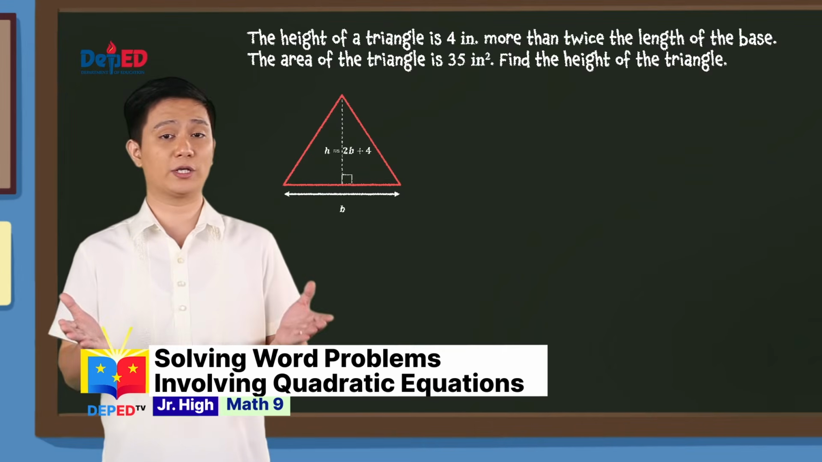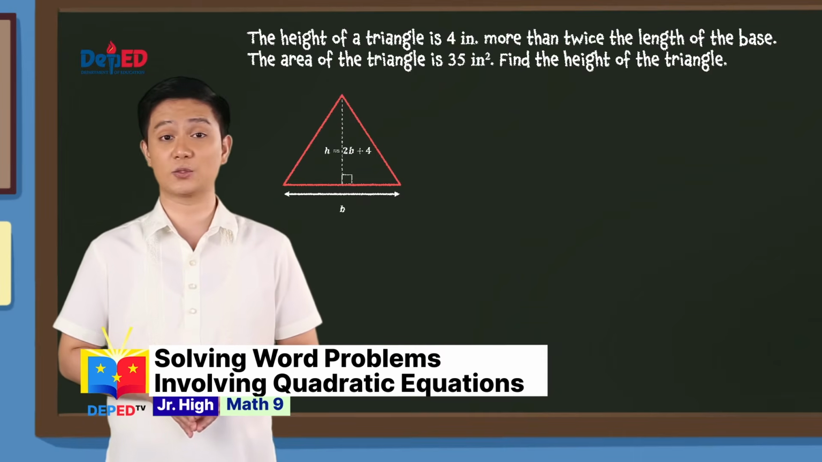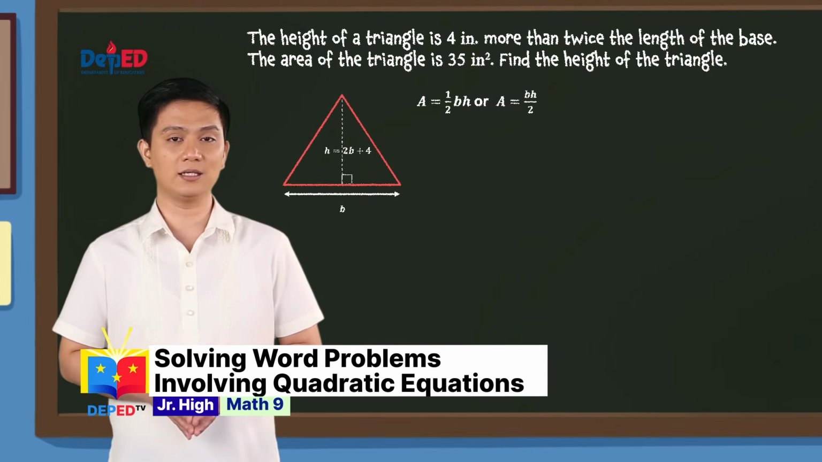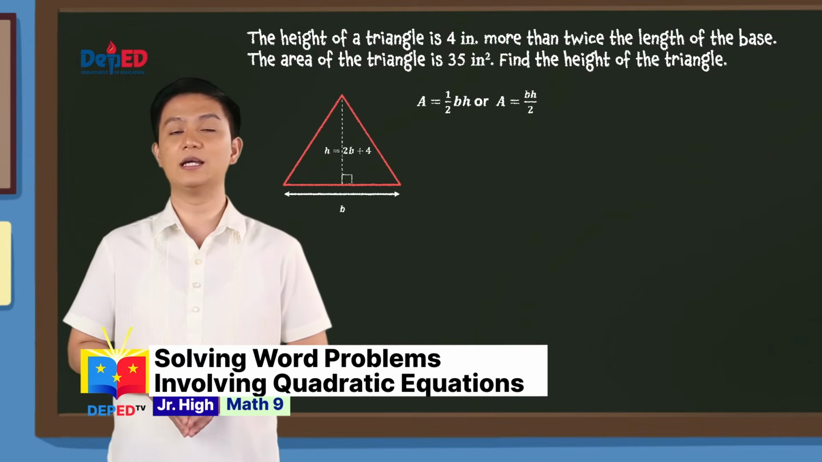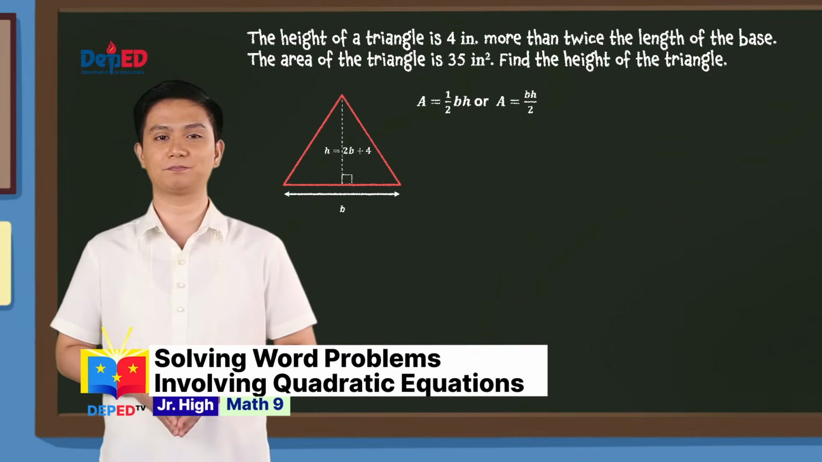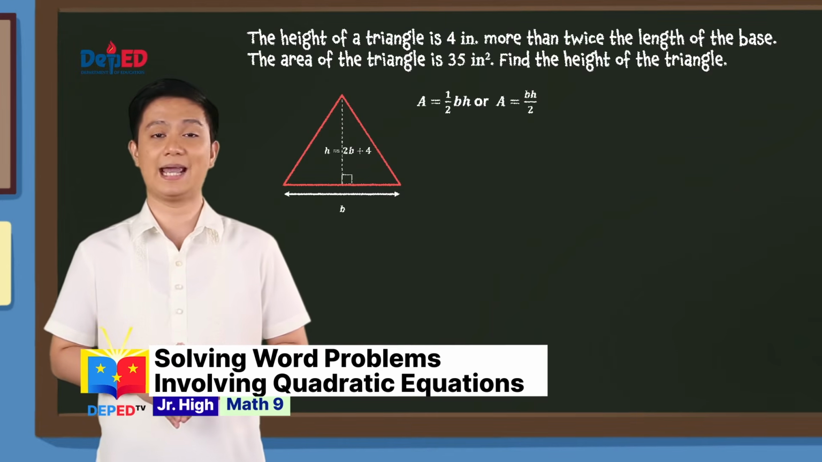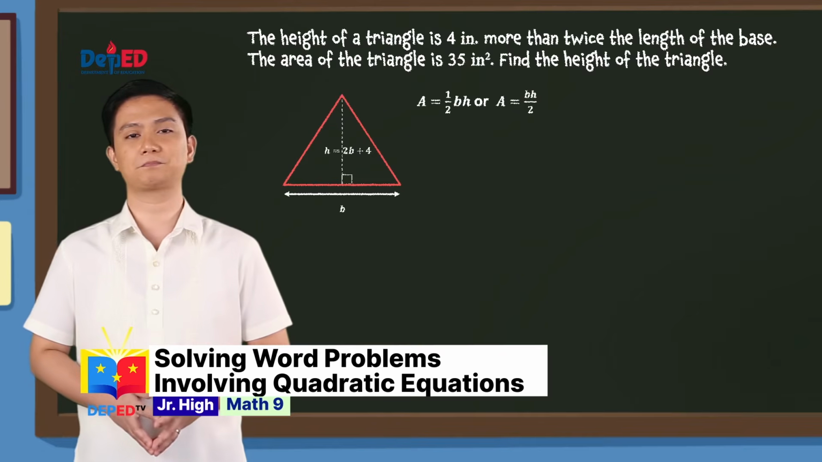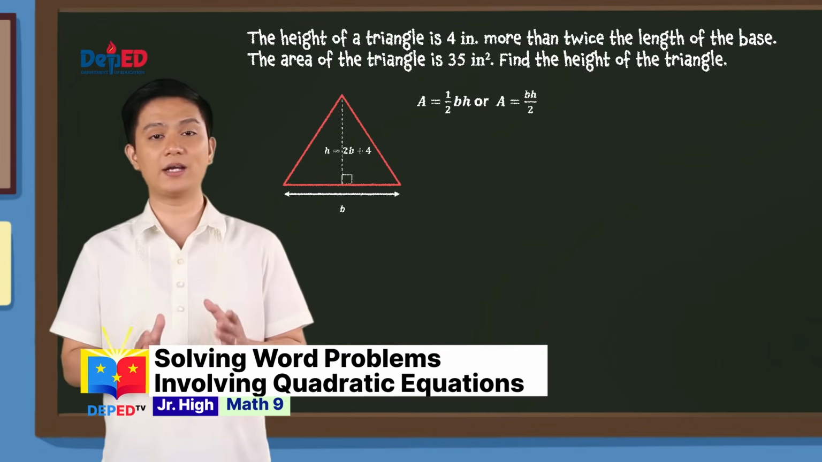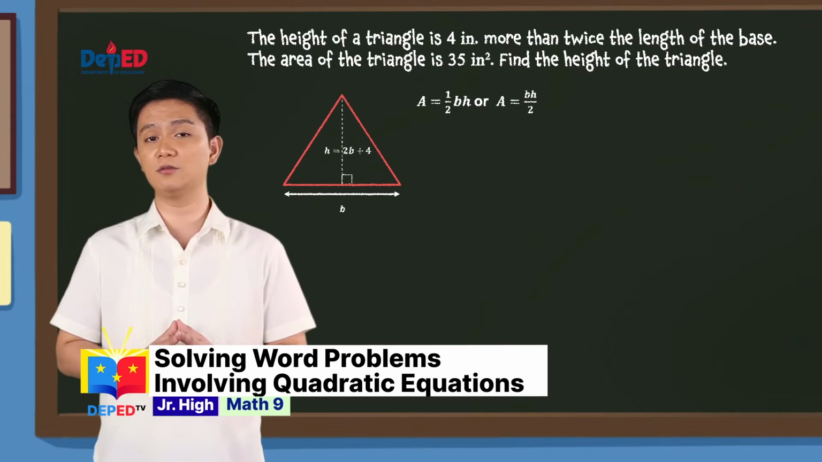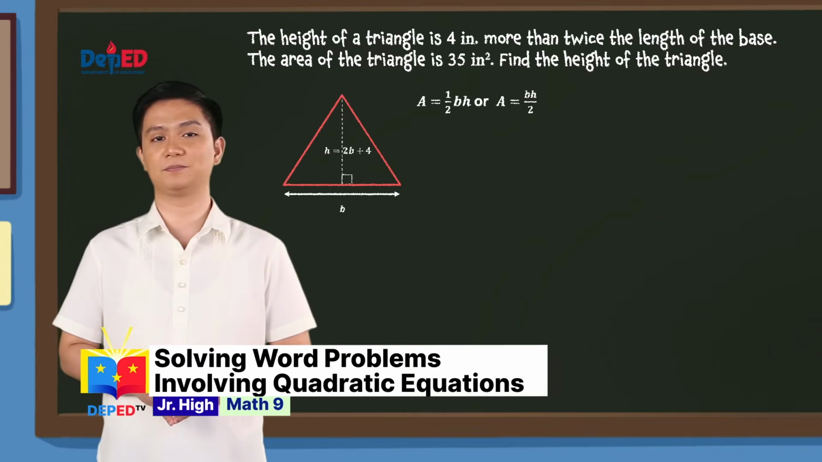Here, we need to recall the formula for the area of a triangle. It is described by the equation A equals 1/2 base times height, or A equals base times height over 2, where A is of course the area of the triangle, b is the base, and h is the height. Since the base and the height are both in inches and the area is in square inches, we may not include any unit in expressing the given quantities in symbols.